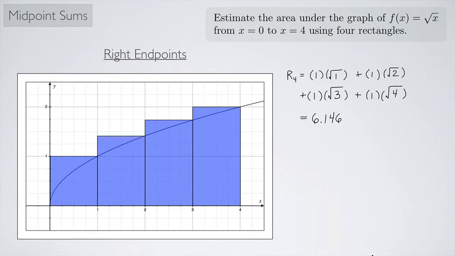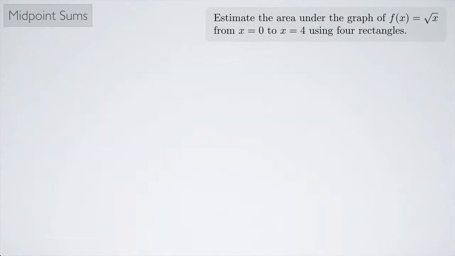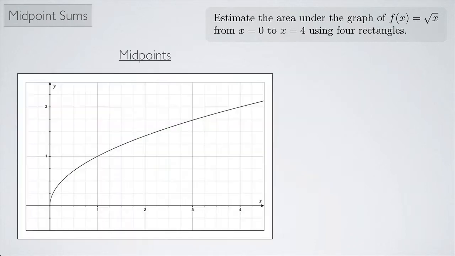So now I have an estimate using left endpoints and an estimate using right endpoints. And so in this case, that's going to give me the range of the possible values. I had 4.146 and I have 6.146. But what if I want a better estimate, something that's closer to the true value, which is somewhere in between those numbers? Well, to get a better estimate, I'm going to use midpoints. So here's how that works.